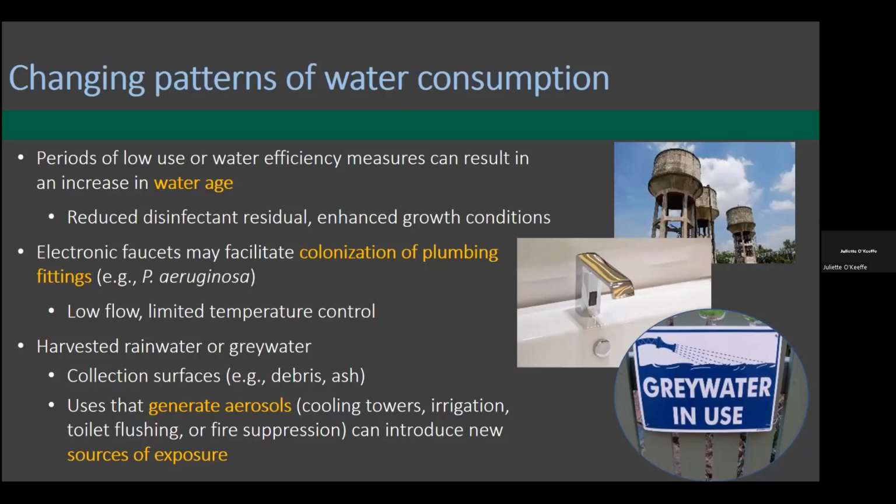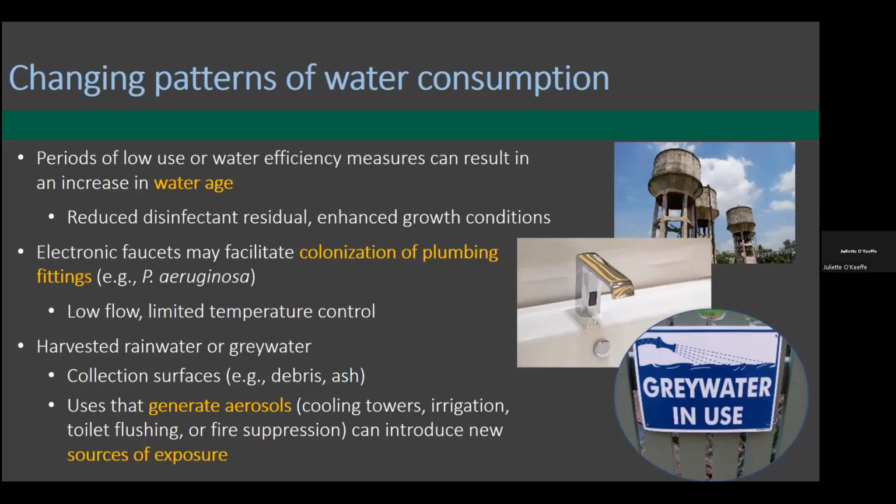Electronic faucets as well can facilitate colonization of plumbing fittings, especially around the taps where there's low flow and low hydraulic action that is clearing out those systems. And there's also limited temperature control. It's set somewhere in that cozy area that opportunistic pathogens really like, that warm, not too hot, not too cold sort of level.